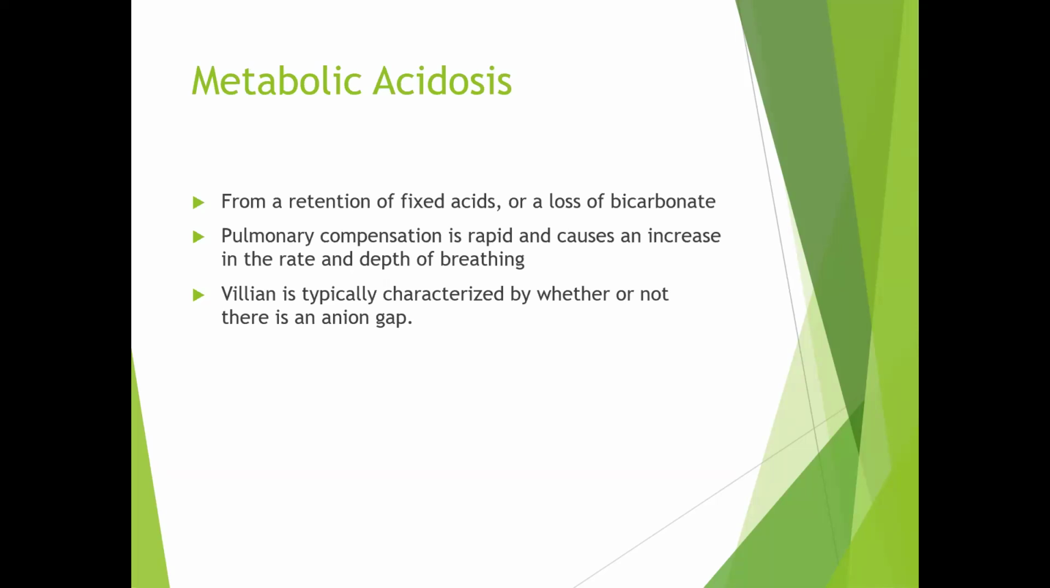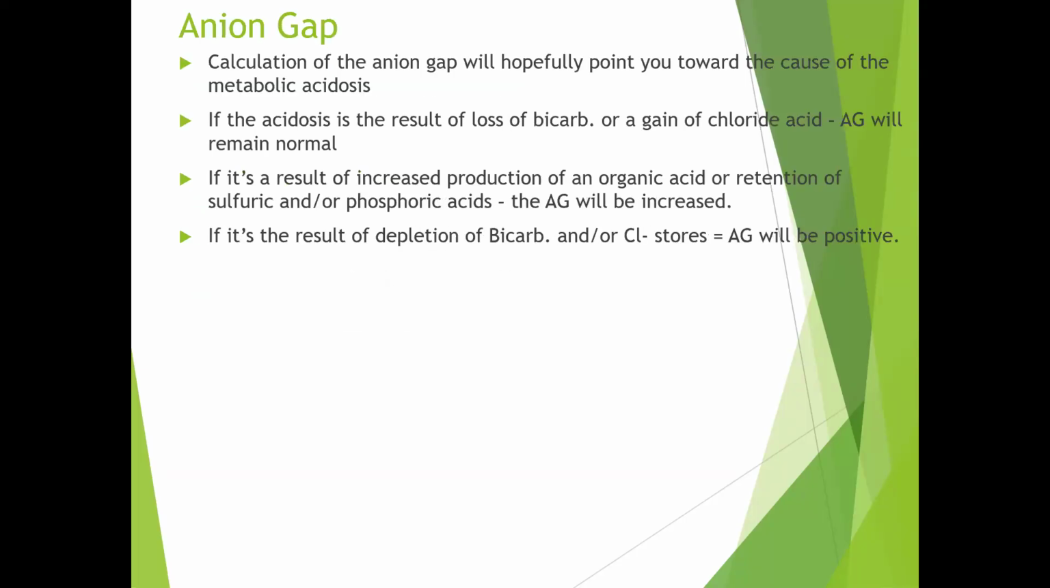They might just give you a sheet of paper to have right by you with your exam. Retention of fixed acids, loss of bicarbonate. Pulmonary compensation includes breathing faster. It just didn't work. And again, anion gap. It tells you who the villain is, and you treat the villain. Calculations help point you towards the cause. All right. If it is a loss of bicarb, you know the parameters.